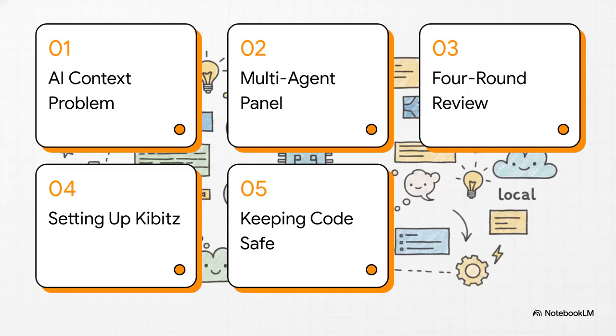So here is our roadmap for today. We'll hit 1, the AI context problem, 2, meet your multi-agent panel, 3, the 4-round review arc, 4, setting up Kibitz locally, and 5, keeping your code safe. Let's get right into it.